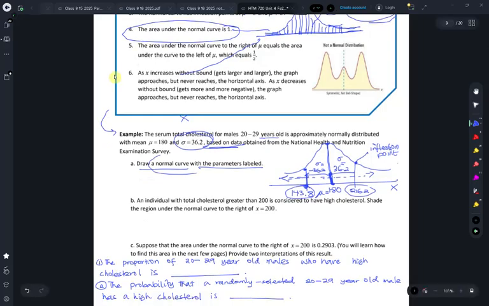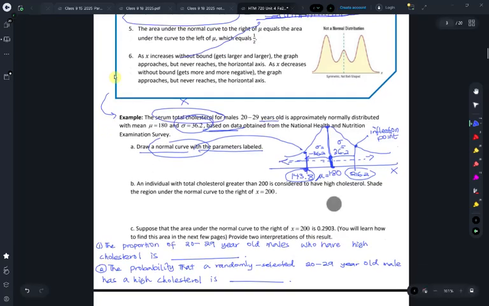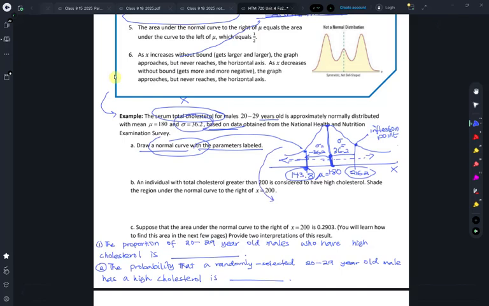So I have the normal distribution here for the serum total cholesterol. Now, based on this representation, an individual with total cholesterol greater than 200 is considered to have high cholesterol. The requirement of this problem is to shade the region under the normal curve to the right of 200. Why? Why to the right? Why not to the left?